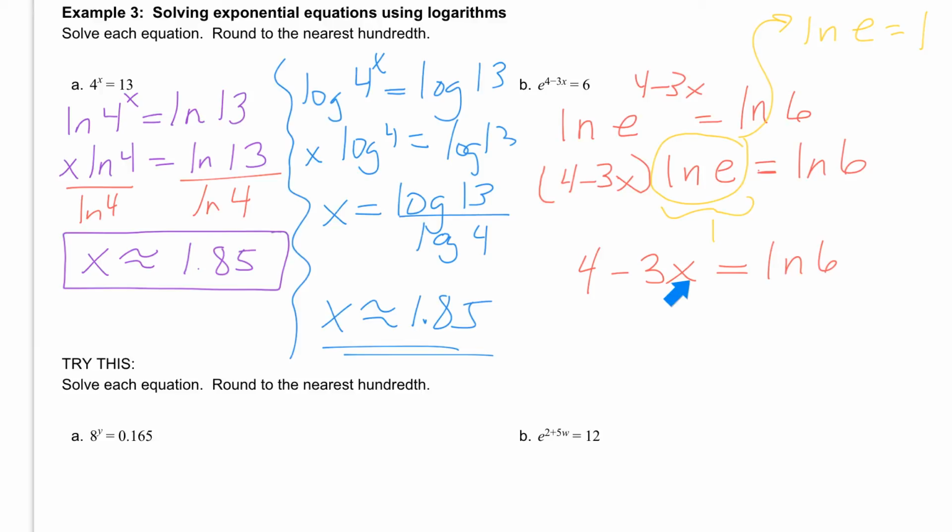So I need to get x by itself. And the first thing to do to get x by itself is to subtract 4 from both sides. And when I do that, I get negative 3x equal to the natural log of 6 minus 4. Then my next step is I need to get rid of the negative 3 by dividing both sides. So I get x is equal to the natural log of 6 minus 4, all divided by negative 3. At this point, now that x is by itself, I can plug all this into my calculator.